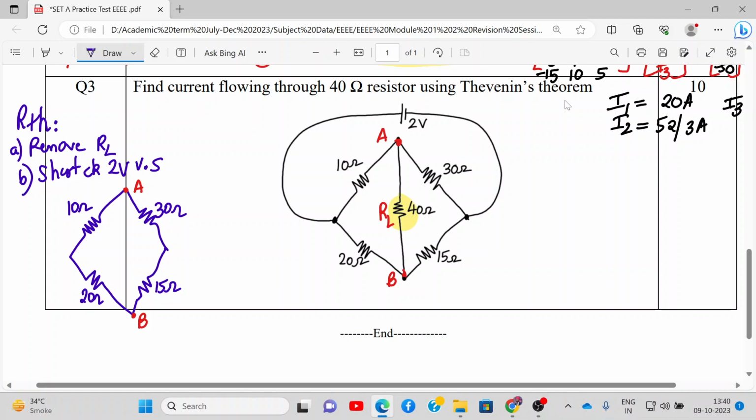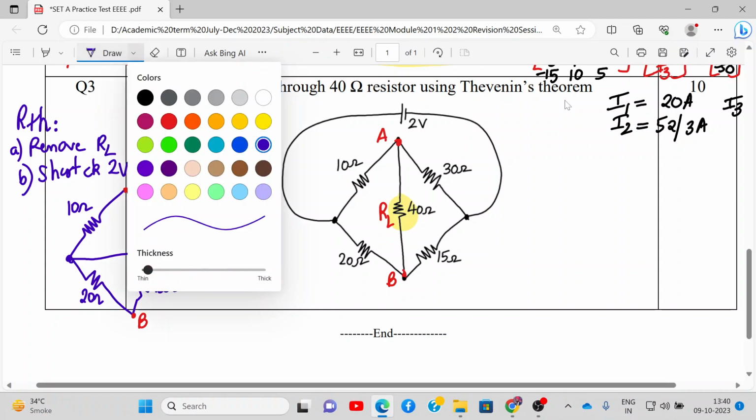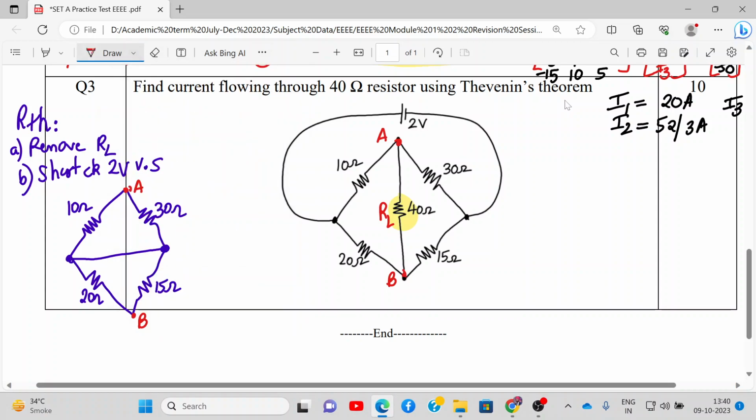So we need to short circuit the voltage source. These 2 points will be short circuited. Let me short circuit from inside only. All right, and we need to remove RL. We have removed RL, and we need to find the equivalent resistance between points A and B, between terminals A and B. If you look carefully, the 10 ohm and 30 ohm are in parallel, and this 20 ohm and 15 ohm are in parallel. All right, so 10 ohm parallel to 30 ohm over here.